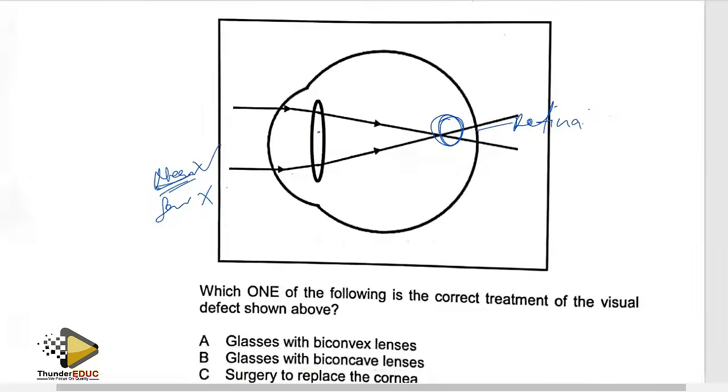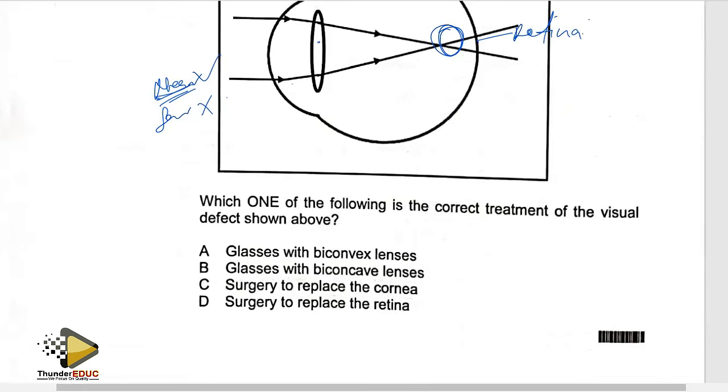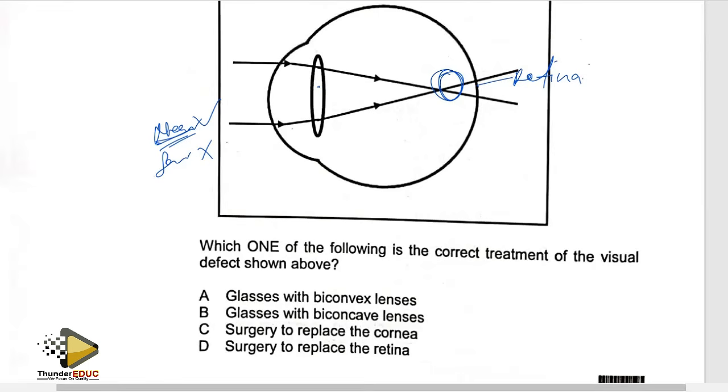So, if you look at it, they're saying glasses with biconvex lenses, glasses with biconcave lenses, surgery to replace the cornea, and then surgery. What caused this? What caused this is not the cornea. What caused this is this lens. It cannot change from a more convex to a less convex.